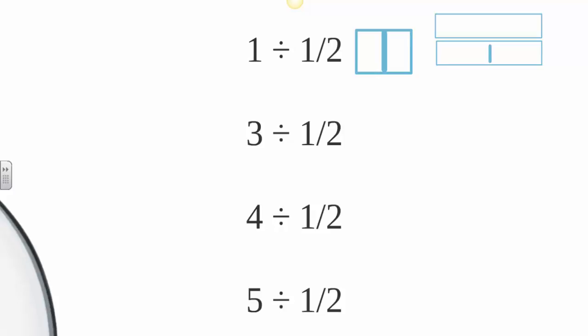Directly next to the expression, we are using an area model. The large rectangle represents one whole. We want to determine how many halves are within the one whole. We see the one whole has 2 pieces within it. Therefore, the quotient of 1 divided by 1/2 is 2. Before moving on to the next slide, go through each expression using an area model or length model to verify the quotient.